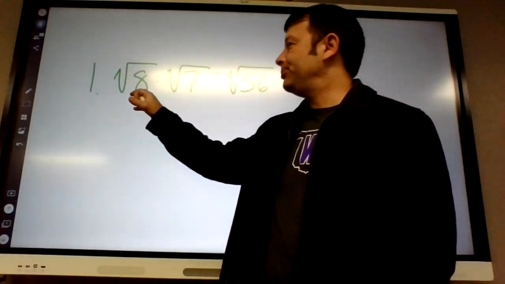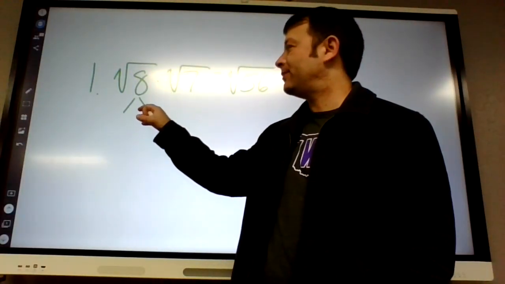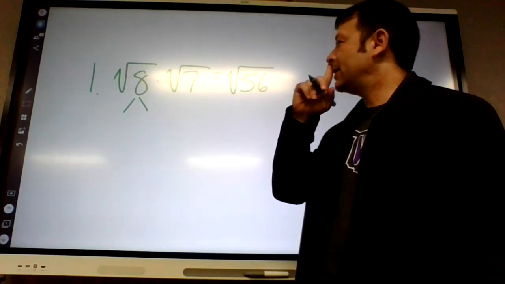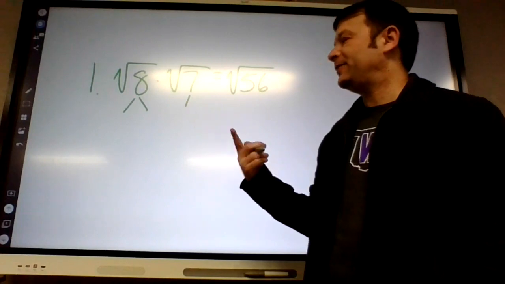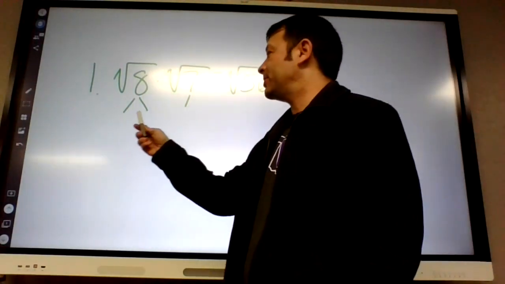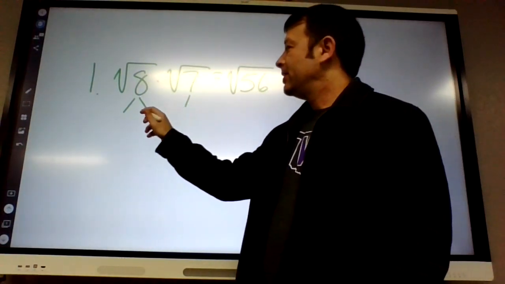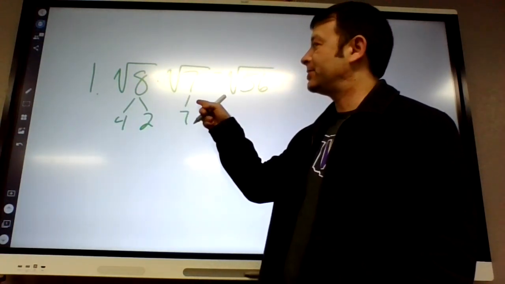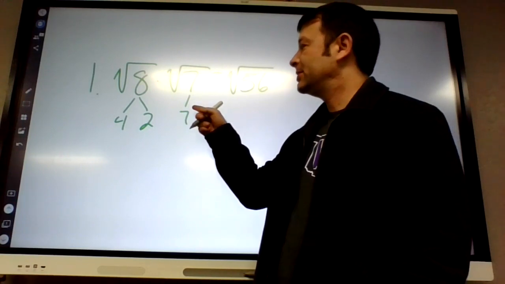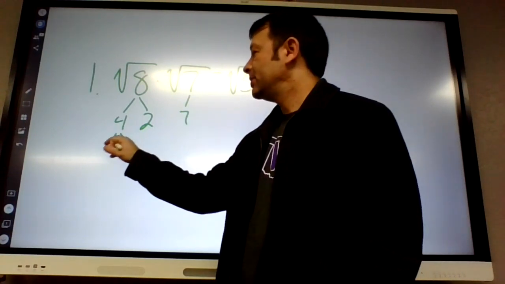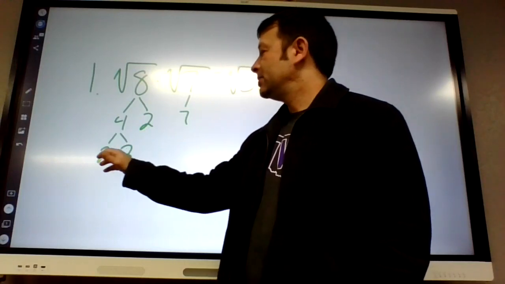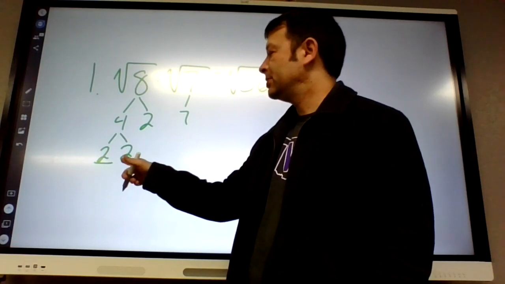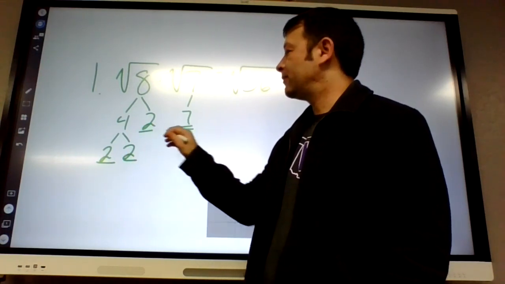You can do this two ways. You can simplify over here, or you can simplify over here. Actually, if you have to do it by hand, it'd be easier to do it over here. The thing is, if you do it over here, you should break this down at the same time, the 7. The 7 doesn't really break down, but... 4 square root of 14. No, that's not right. It's 2 square root of 14.